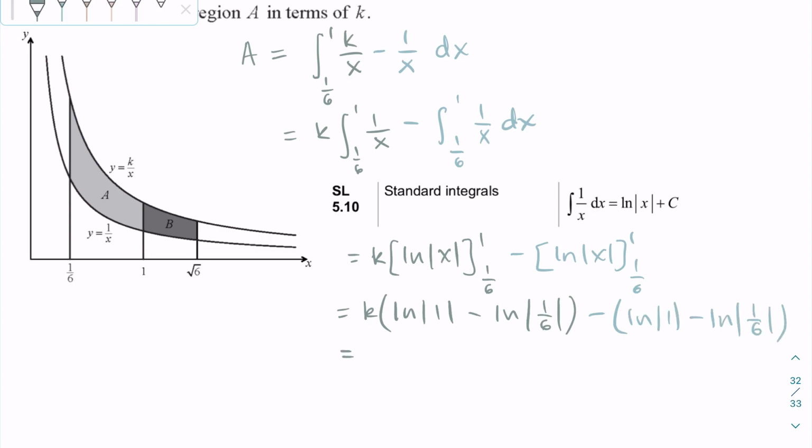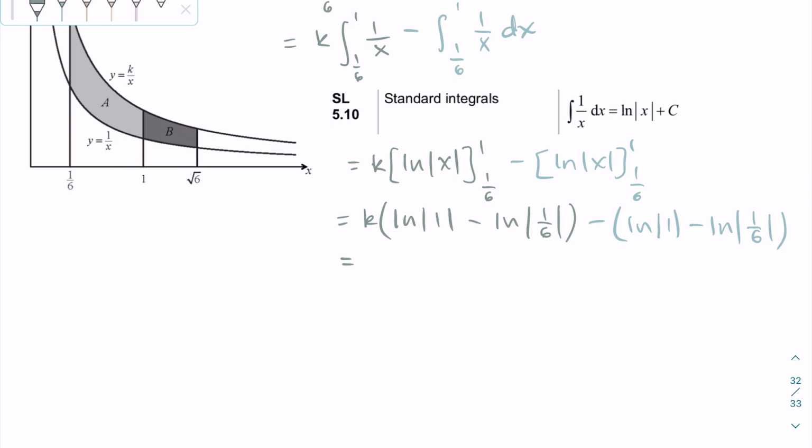ln of 1 is 0, so we're left with minus k ln 1 over x and plus ln 1 over x. We can take ln 1 over x into the parentheses, and we get ln 1 over x times 1 minus k.